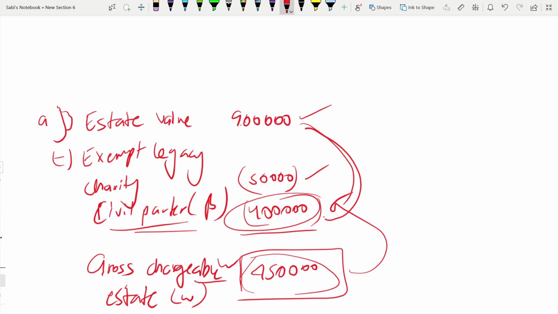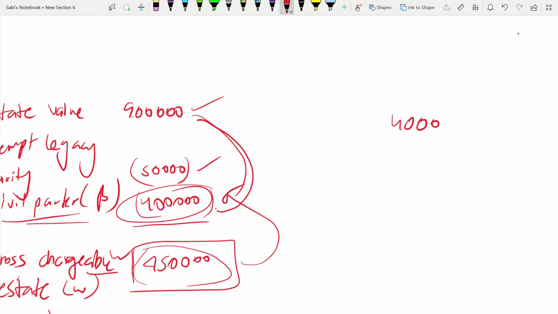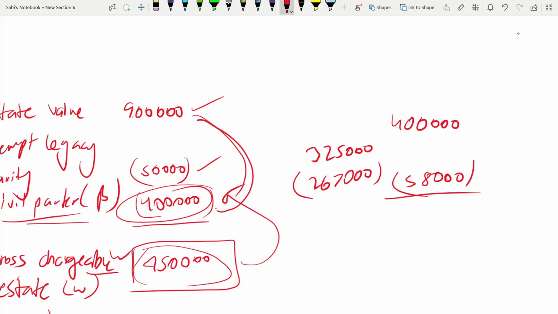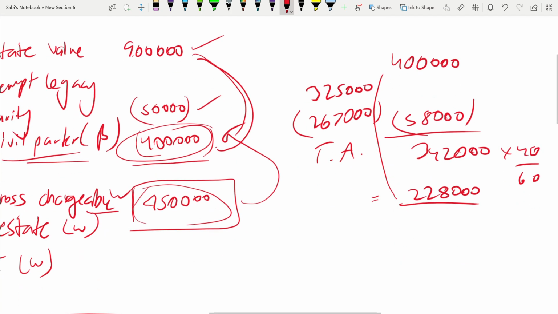Net chargeable estate will be 400,000 only. But now your residence nil rate band will change. So from 400, 325, because you made a lifetime gift of 267,000, your nil rate band will change to 58,000. So from 400, you deduct 58, it is 342,000 taxable amount. And on this, it's 4060. The inheritance tax is 288,000. And this you add with 400, the net chargeable. So your gross chargeable becomes 628,000.